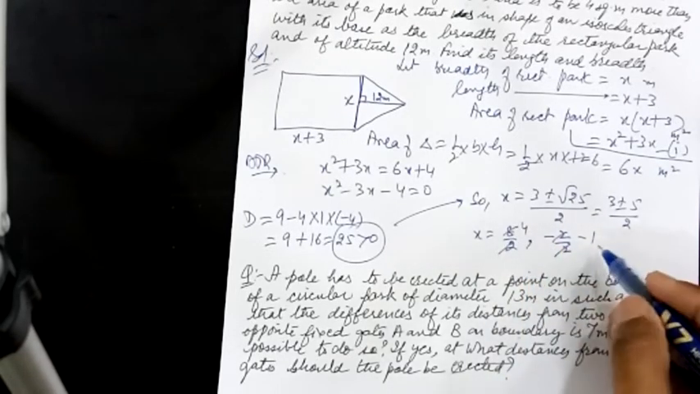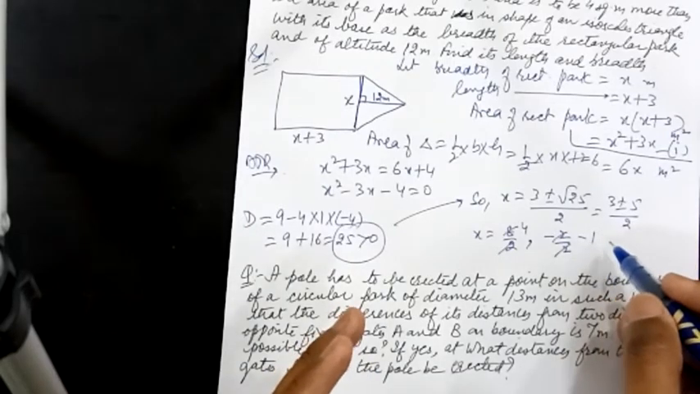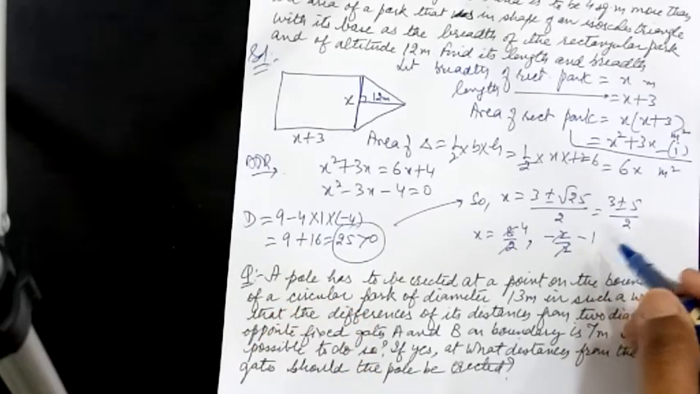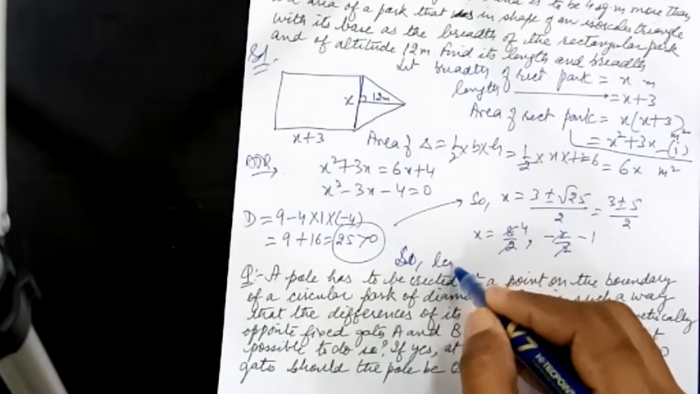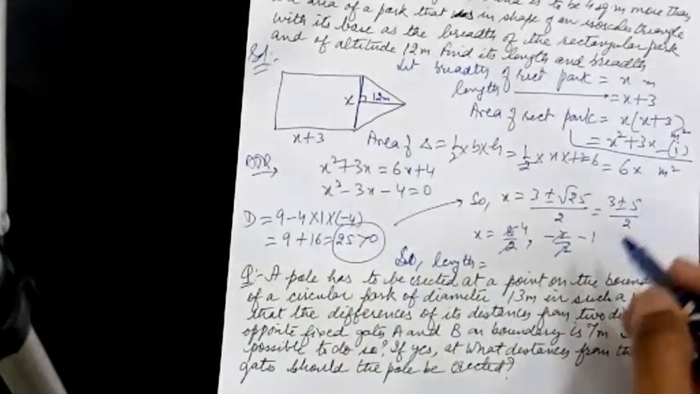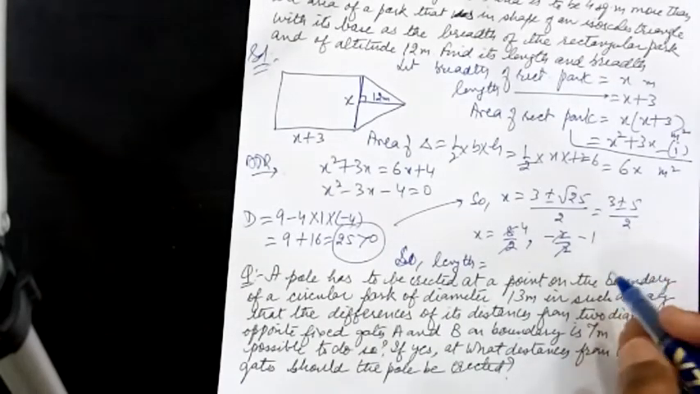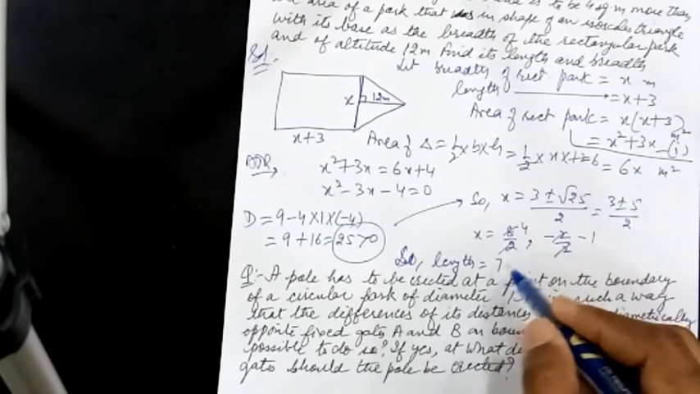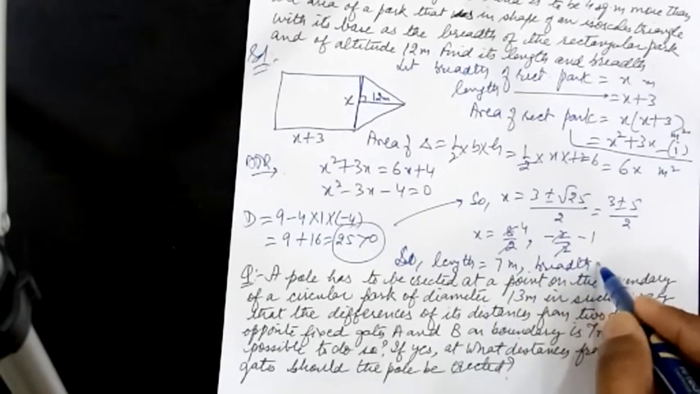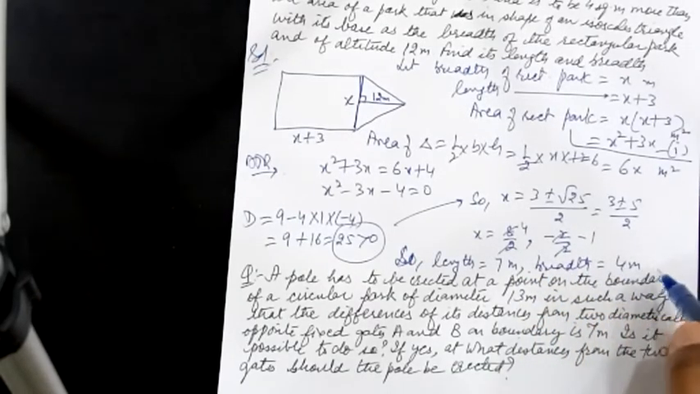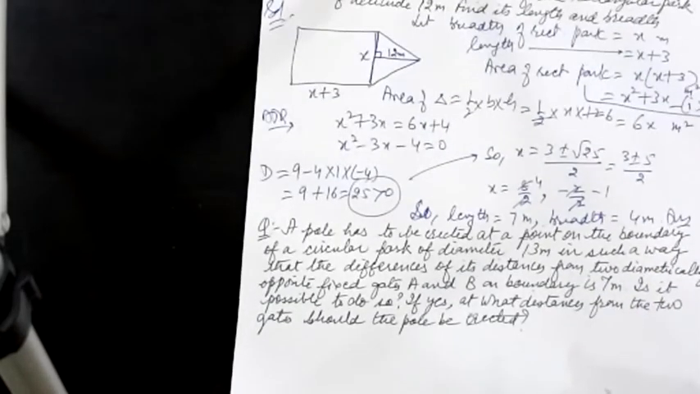You will neglect or ignore the negative figure because length couldn't be in negatives or breadth couldn't be in negatives. So what will be the length over here? Length will be obviously x plus 3. So x plus 3 means 4 plus 3, that is 7 meters, and what will be the breadth here? It will be 4 meters. I hope you are getting the question.